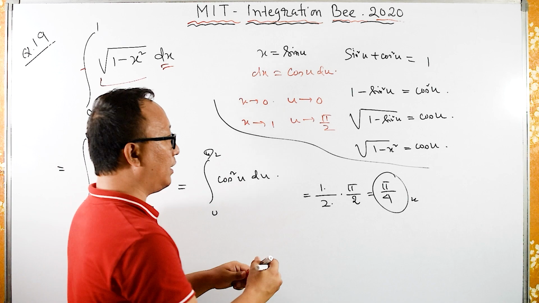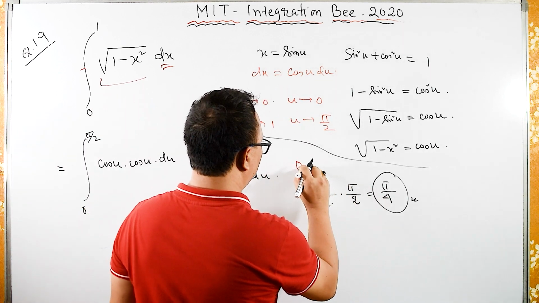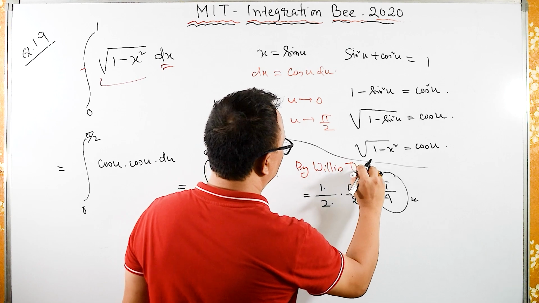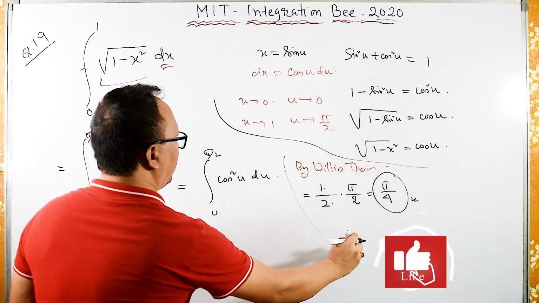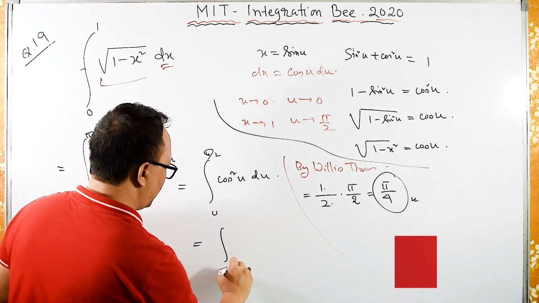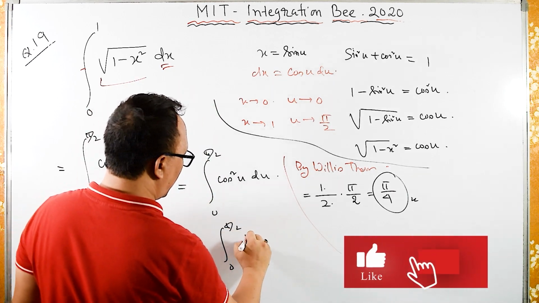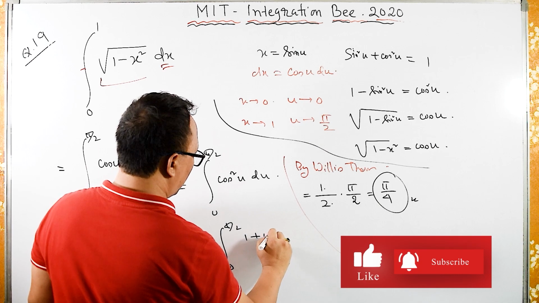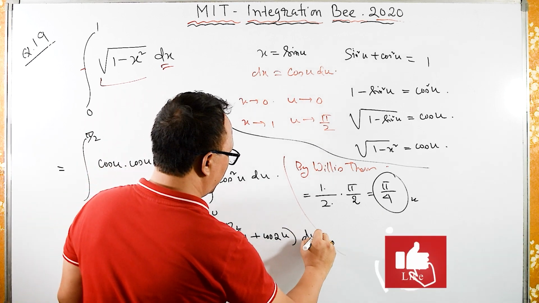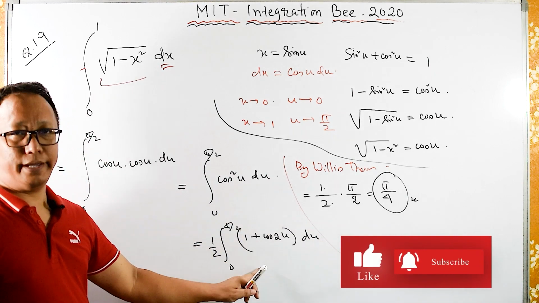Now here I am applying what? By Wallis theorem. Otherwise, what we can do is, we have cos square, integral from 0 to pi by 2. Cos square u is 1 plus cos of 2u upon 2 into du. Okay. This we have. Why?